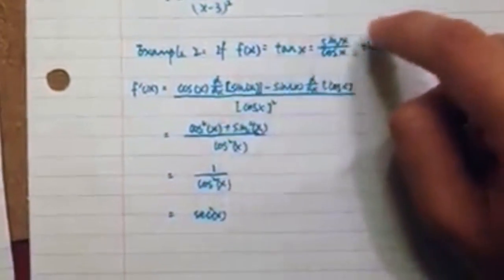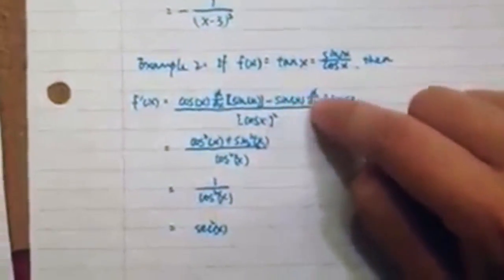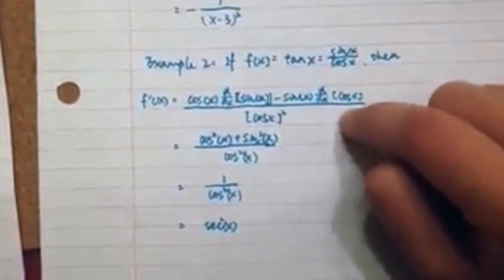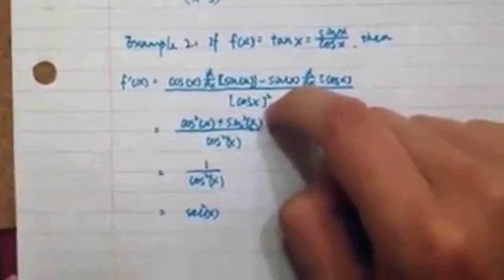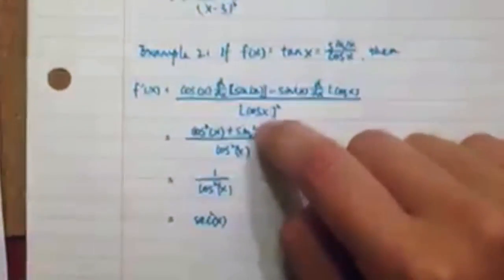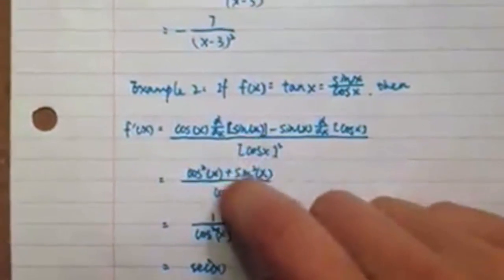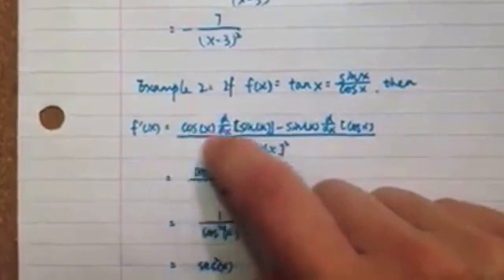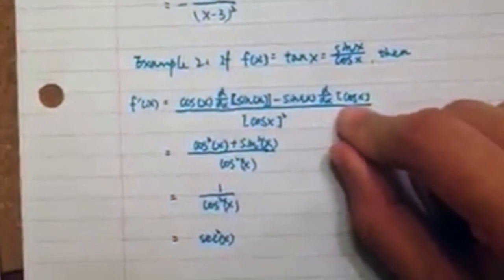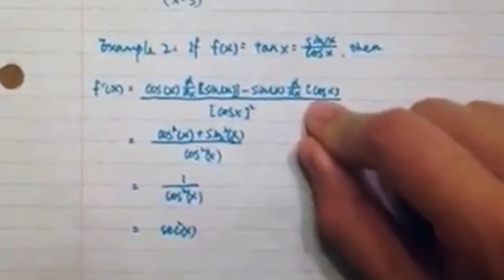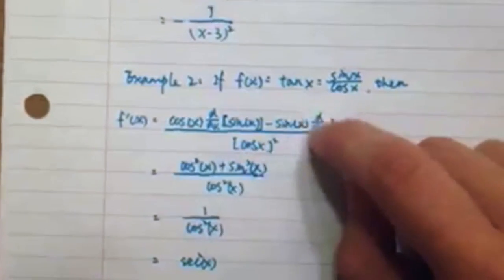times the derivative of the higher term, minus the high term times the derivative of the lower term, and over low squared, which is over cosine x squared. We know that the derivative of sine x is equal to cosine x, so the first half is just equal to cosine x squared. And we know the derivative of cosine x is equal to negative sine x. So negative sine x times negative sine x gives us positive sine x squared.